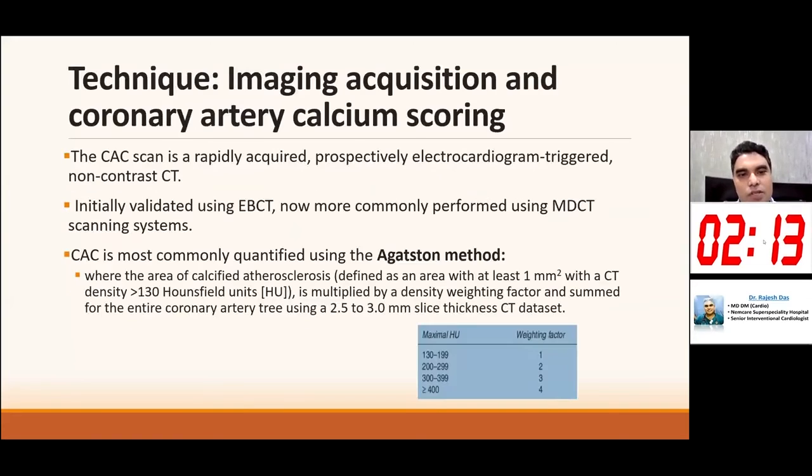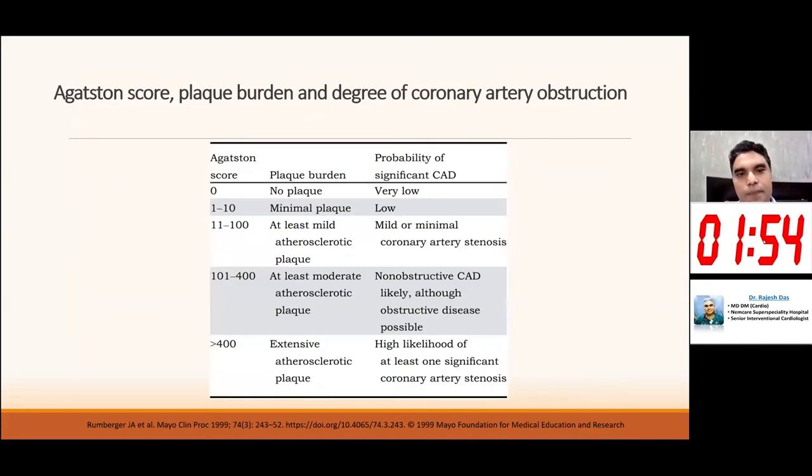So, basics of calcium scoring. We all know that a CT scan is required for calcium scoring. It is non-contrast and it is triggered by ECG. It is a prospective acquisition of the scan. And the commonest quantification method is the Agatston method.